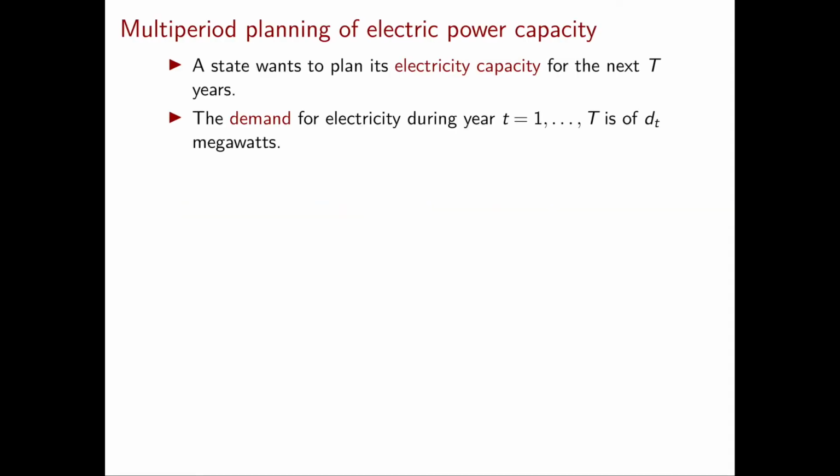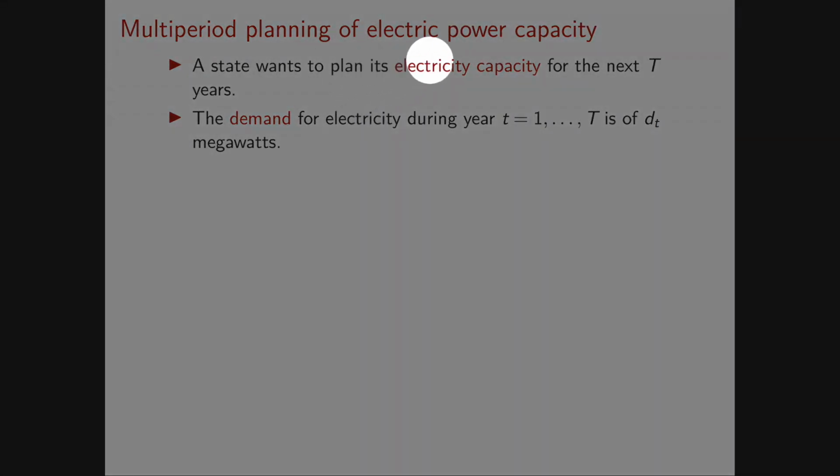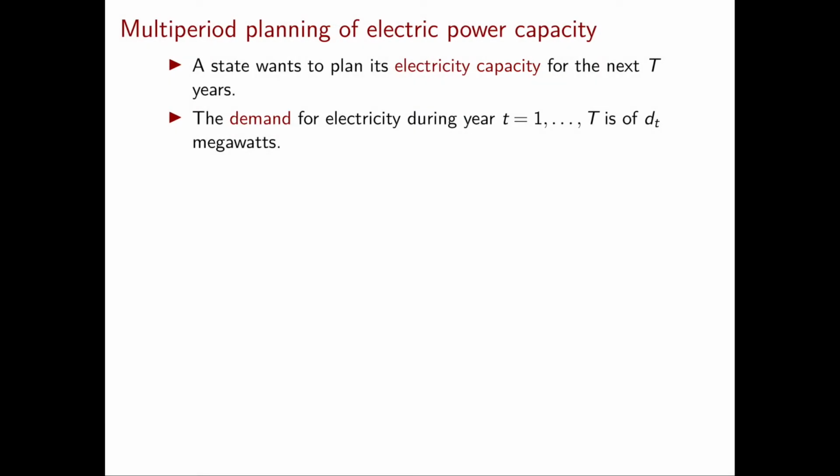This optimization problem will be definitely more complicated to state than the previous one, but I promise it's going to still fit in just one slide. So our task here is to plan the electricity capacity for the next capital T years, and these years will be denoted by year 1, year 2, until year capital T. We already know the demand for electricity that we are required to meet at every year.